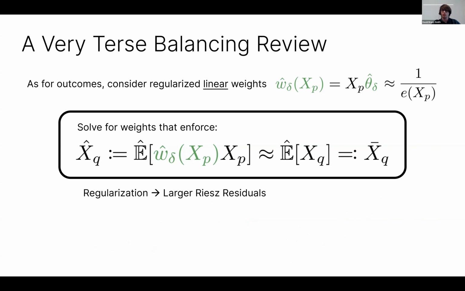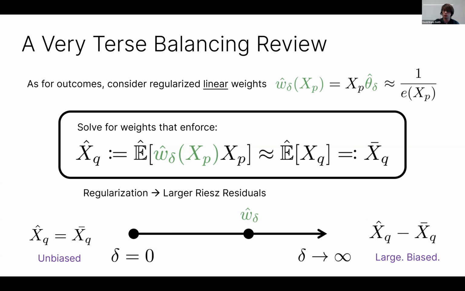Regularization means you get larger Riesz residuals. So we have a very, very similar graphic. Now we have a regularization parameter delta. As you regularize less, as delta goes to 0, then you're just enforcing directly that xq hat is equal to xq bar. As you regularize more, you don't enforce this condition, and you're going to get something with large residuals that's very biased. So this should look just like the outcome model slide. And in fact, I could have started the other direction. I could have started with weighting, and then we would use prediction to debias the weights. Either viewpoint works.